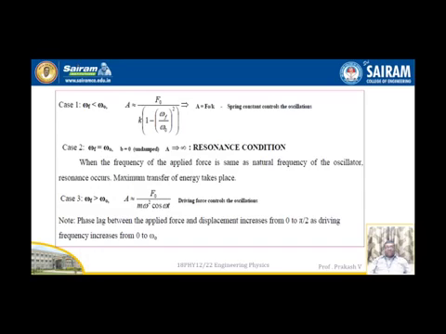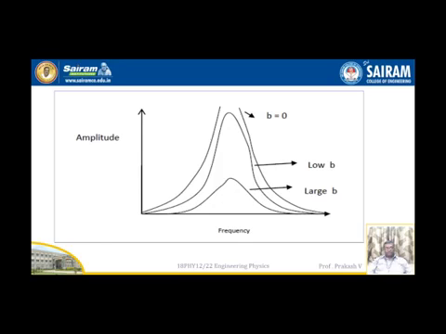The third case is ωf greater than ω0. Here the value of A is approximately equal to F0/(mω²) cos ωt. Here we have to consider the phase lag between the applied force and displacement, which increases from 0 to π/2 as the driving frequency increases from 0 to ω0.